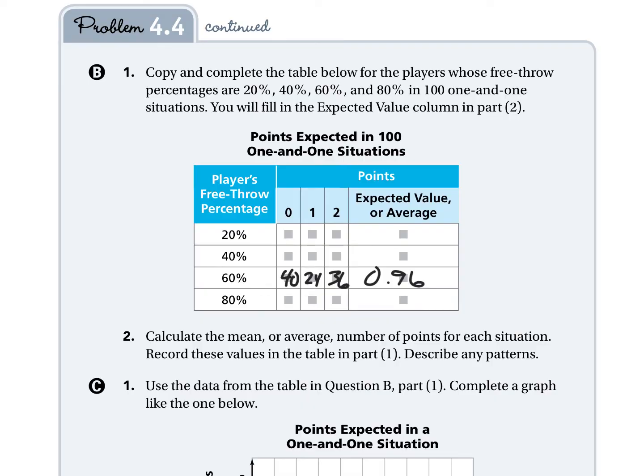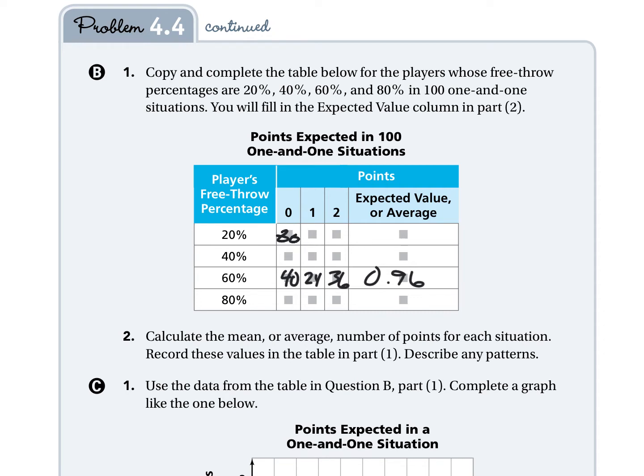Okay, now we're going to complete the table for each player with different percentages: 20, 40, 60, 80, and 100 attempts. And so I've already put in the 60 because that's the same as Nishi. So it's 40, 24, 36 with an expected value of 0.96. Okay, let's look at 20%. So just like here, it's the opposite, right? So 80% or 80 times out of 100, they would score nothing.